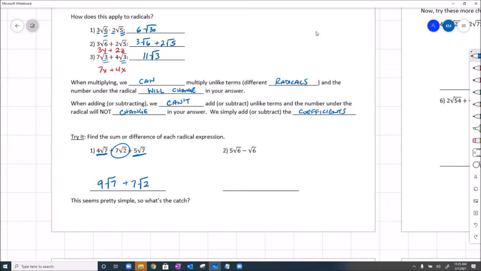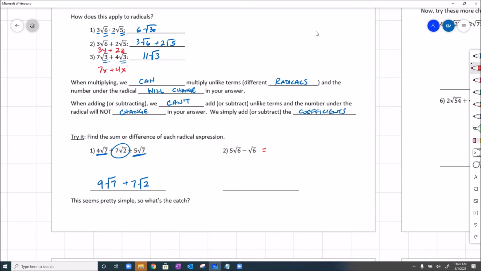Number 2, we have 5 radical 6 minus radical 6. Now, here's a common mistake. So this is not right. People will say, oh, 5 radical 6 minus radical 6, the answer is 5. No. Okay, remember, they have to be like terms, and like terms will stay like terms.